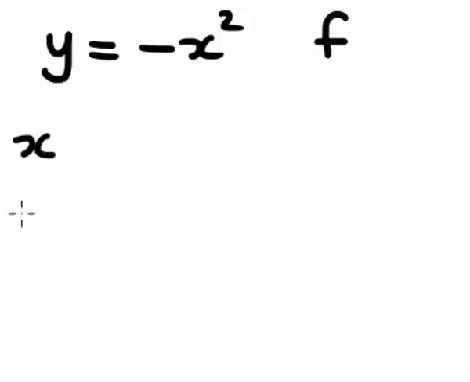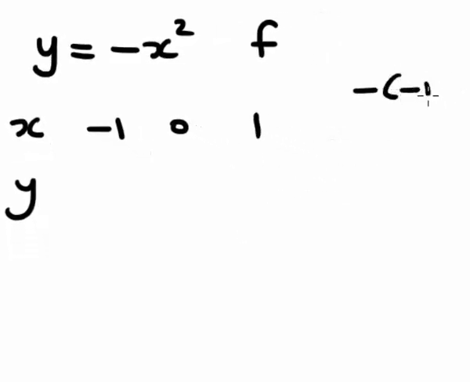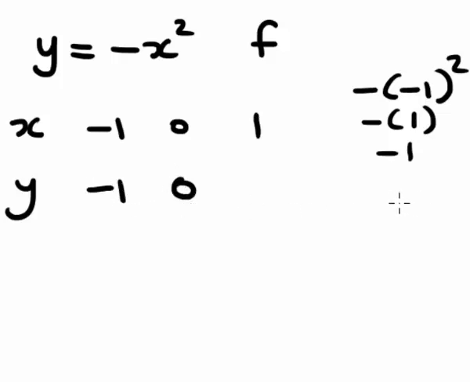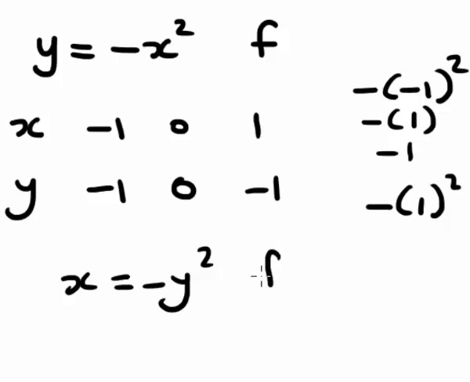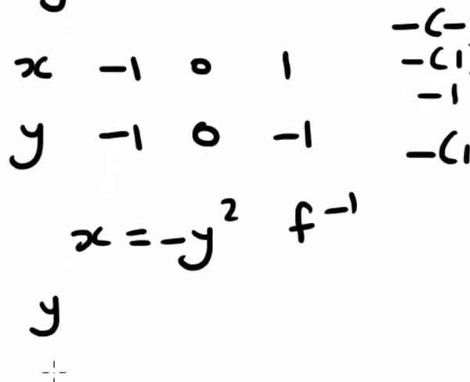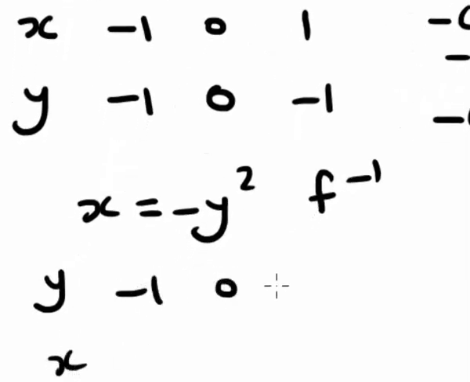If you pick certain values here, you could say, let's choose -1, 0, and 1. How do we get the corresponding y values? We'll plug in -1 into there, so that's minus 1 squared, which is -1. 0 is easy, and 1 squared would give you -1. So that's easy. Now when we swap them around, we're getting the inverse. So we swap the y and the x around. Let's keep those values there.